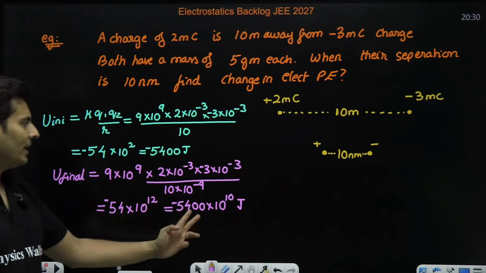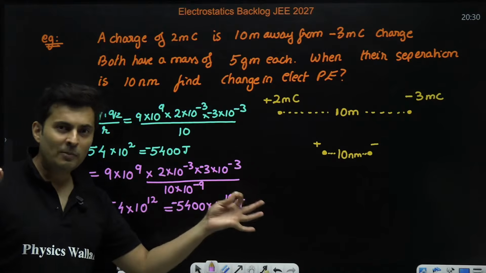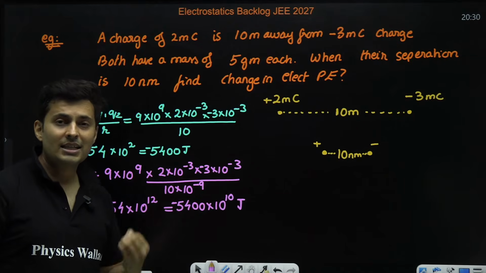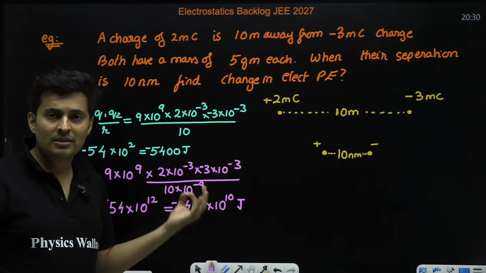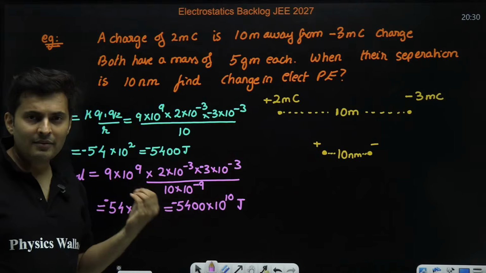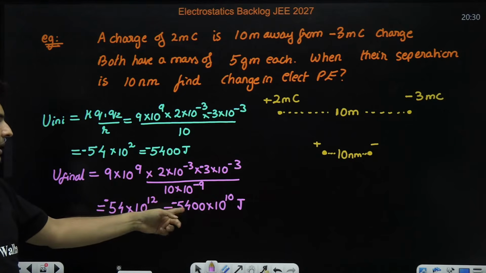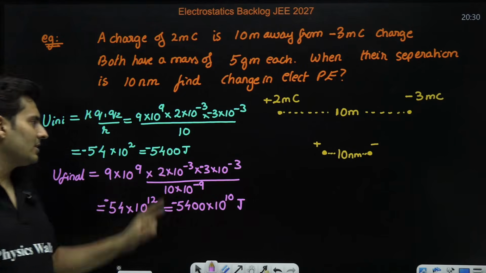Now look at this number versus this number. So when you bring them very close, the energy has become so high because remember, electric forces are short distance forces. They are very, very active at very short distance. So that's why it became so big. So this becomes negligible in front of it.